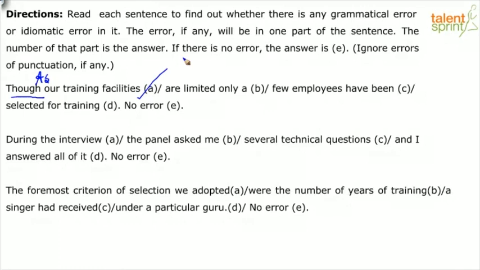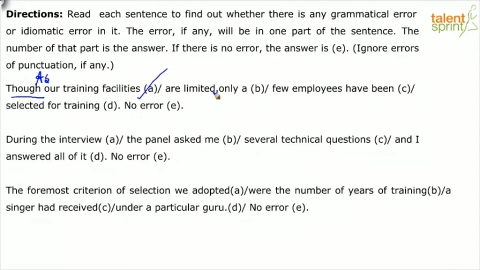Training facilities, they're talking about more than one facility. Are as a plural verb is correct. Limited is an adjective describing what it is. Are limited. And then there's, remember, usually we'll have to ignore errors of punctuation. So maybe you didn't understand the meaning the context was giving because the punctuation is missing. So as our training facilities are limited, comma, only a few employees have been selected for training.